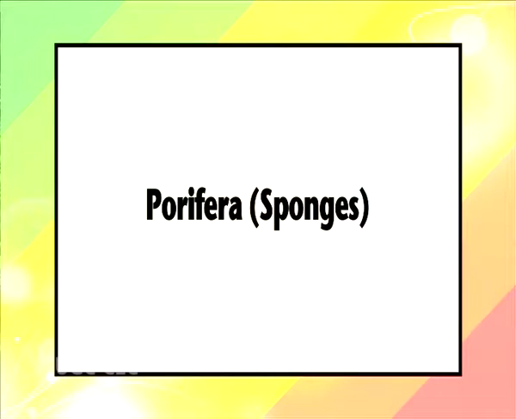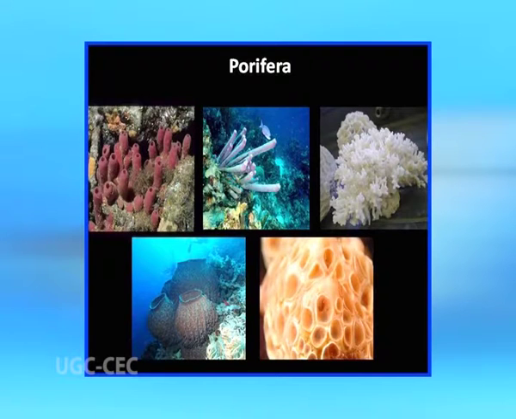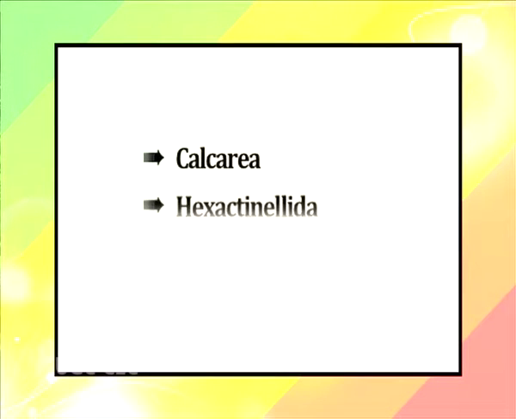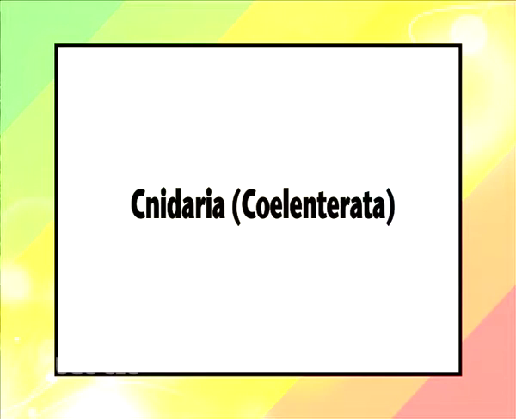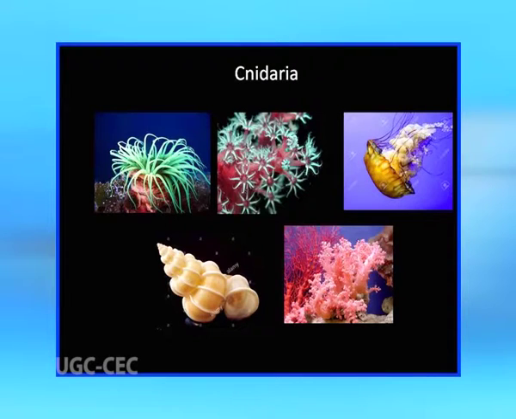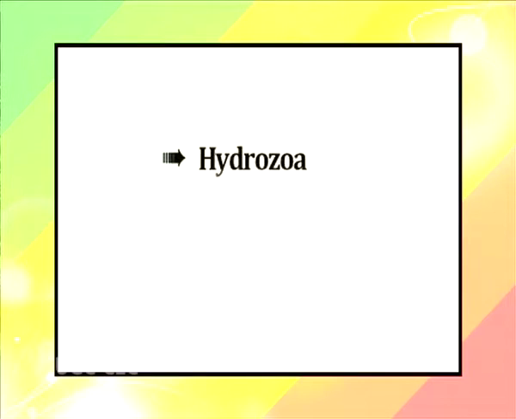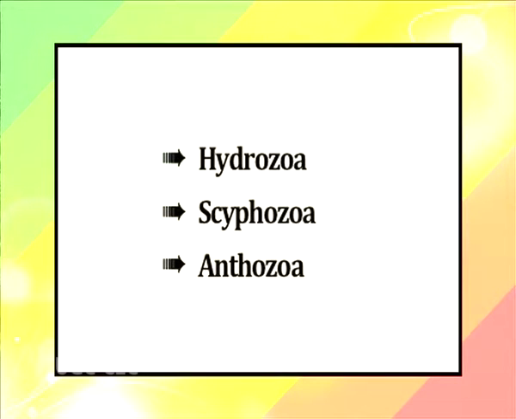Porifera, that is sponges. Phylum Porifera includes about 5,000 species. Most of them are marine and attached to rocks. Its classes are Calcarea, Hexactinellida and Desmospongiae. Next, Cnidaria or Coelenterata. The phylum Cnidaria includes about 9,000 species, mainly marine. They are first animals with organization of tissues. Its classes are Hydrozoa, Scyphozoa and Anthozoa.